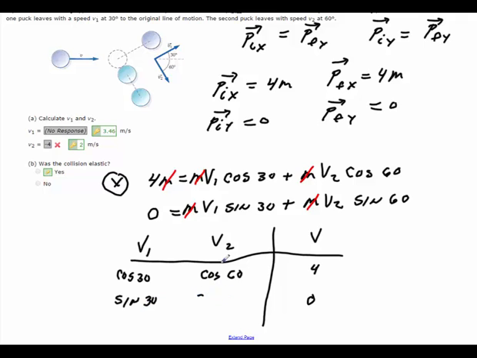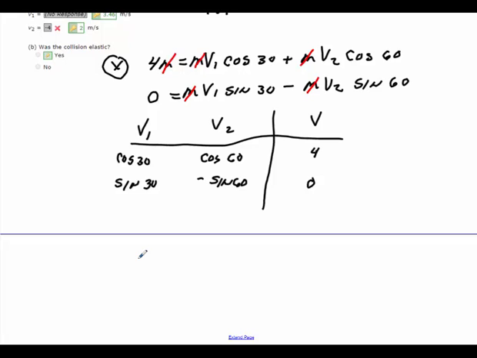and oops, I made one mistake. I caught a mistake right there. Sorry about that. That'll be negative. And that'll give me this one negative sine of 60. Alright, so we'll set that up in the matrices. Again, it's a 2 by 3. I got 2 rows, 3 columns.